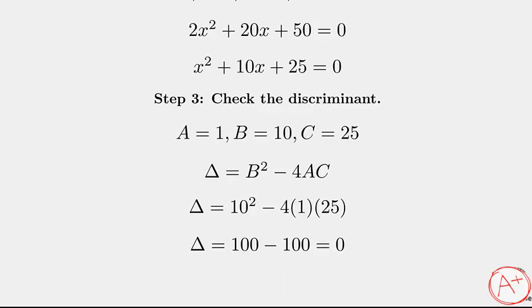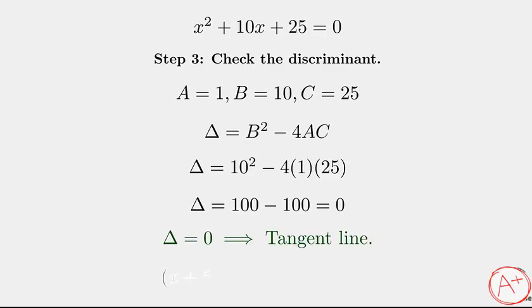Since the discriminant is exactly 0, we have proved that the line is a tangent. To find the point of contact, we factor the quadratic. (x plus 5) squared equals 0, which gives x equals -5. Substituting this back into the line equation, y equals -5 plus 10. So y is 5. The point of contact is -5, 5.